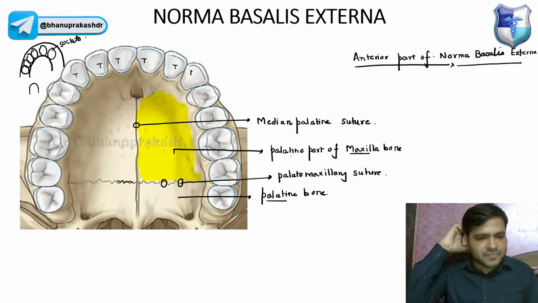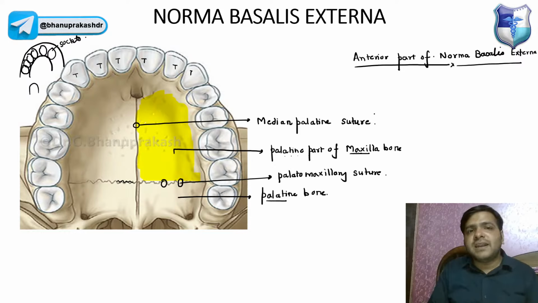Just give me a thumbs up. So we have the median palatine suture, which divides the palate into right and left halves, and anterior 3/4 and posterior 1/4. The anterior 3/4 is by the palatine part of the maxilla bone only, and behind we have the palatine bones, right? Yes, Venkatesh, very good.